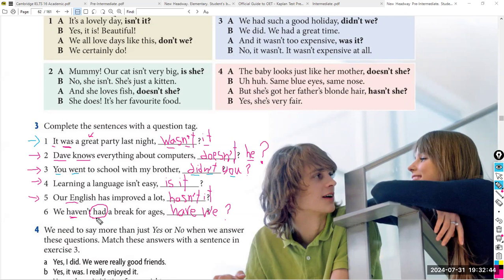So please, again, use it for conversation. Please use it as much as you can. Because as I told you, if you are using the question tag, you are enforcing the listener to speak, not to stop. Okay?